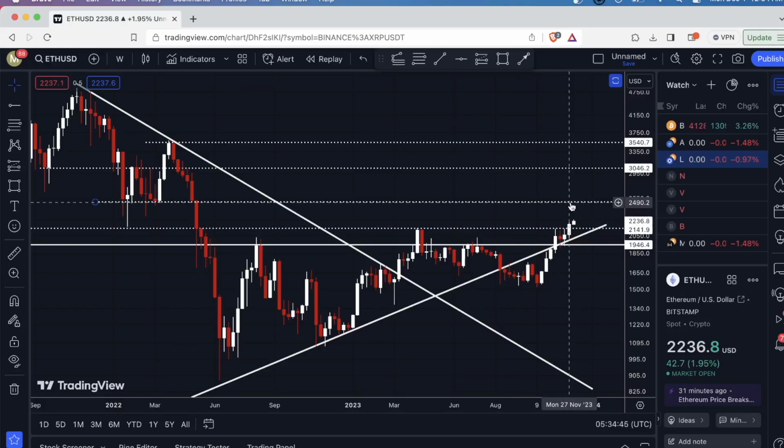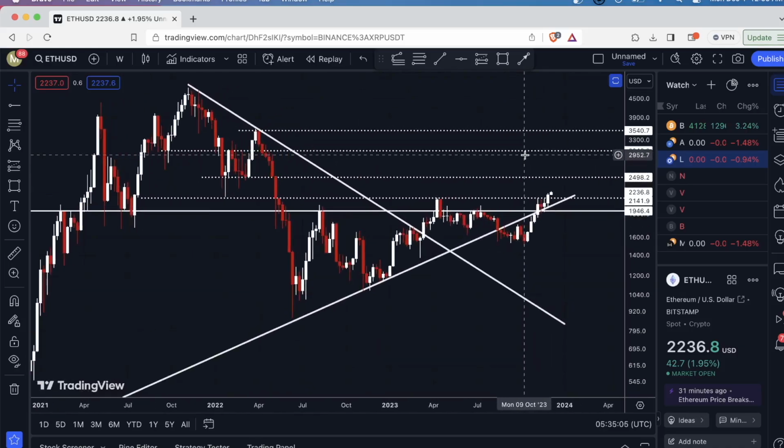So if you wanted to buy a little bit now, since you wouldn't be buying very close to a support level, so you wouldn't be able to place a near stop loss, I definitely would not recommend using too much leverage, if any leverage at all. But yeah, Ethereum's looking really good.